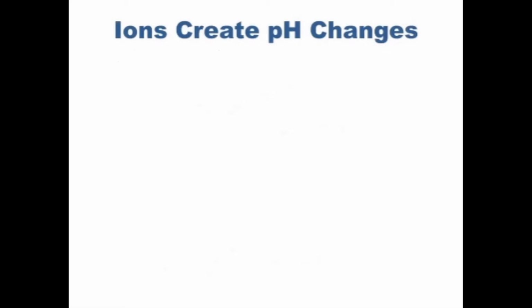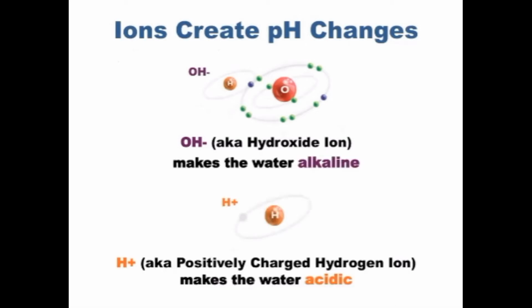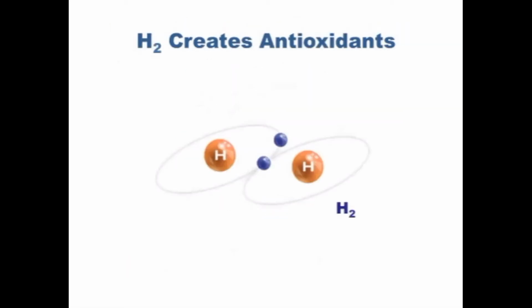It all depends on where the electron is in orbit when the electricity passes through and makes the change. So I want you to remember that ions create the pH changes. Here, the more OH negative we have in the water, the more alkaline it is. And the more positively charged hydrogen we have in the water, the more acidic the water becomes. We're going to talk a little bit more about that a little later. And H2 creates the antioxidants.